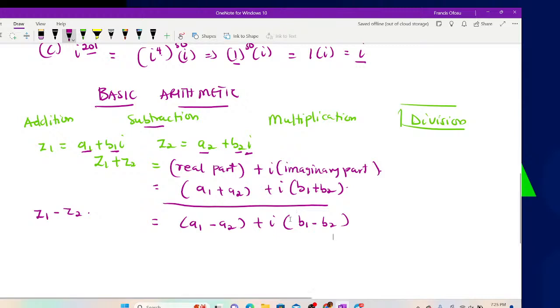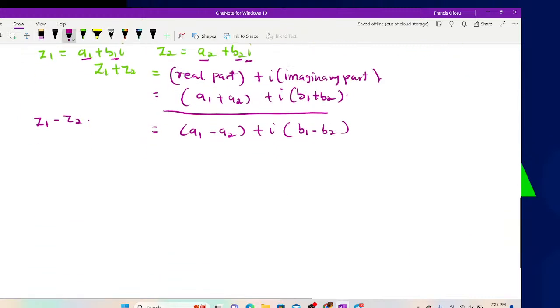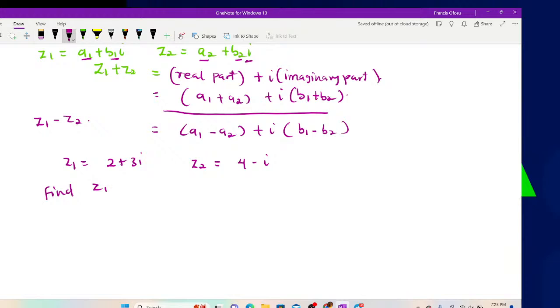Let's take examples. Assuming I have Z1 equal to 2 plus 3i, and Z2 equal to 4 minus i. Find Z1 plus Z2, then find Z1 minus Z2. So this is the A part and this is the B part.